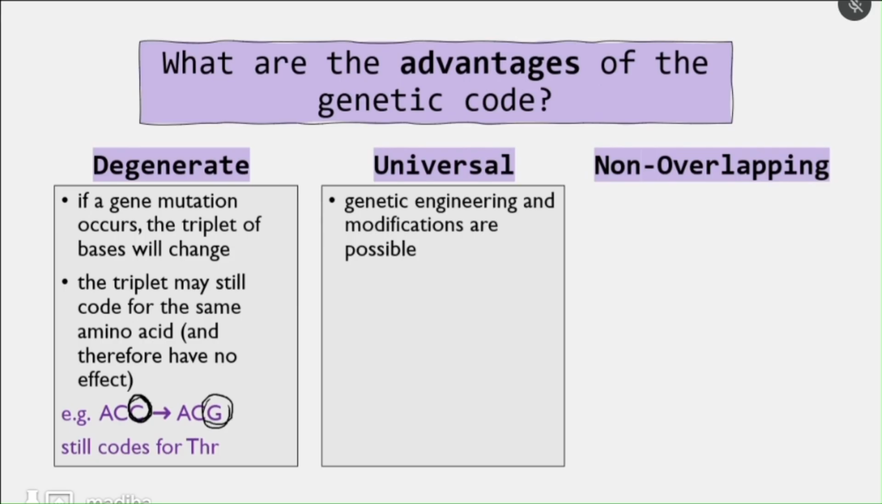So an advantage of it being universal is that genetic engineering and modification is possible. You'll see examples later on in the course about inserting the human gene for insulin into bacteria. Because they make the same amino acids, it's easier for it to reproduce, it's easier for it to be able to produce the same things, because it's the exact same triplet of bases creating the exact same amino acid.